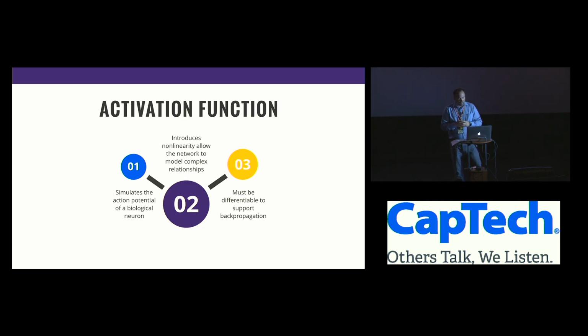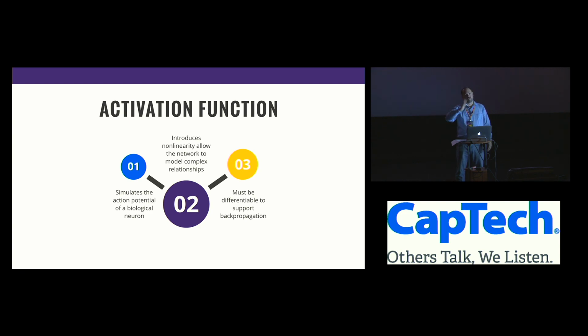Mathematically, that function must be differentiable to support backwards propagation. And we'll cover that in a second, that's an efficient way to learn. A common activation function, and what I'm using here today, is the rectified linear unit. And that's just a really fancy way of saying the max of whatever value came in, or zero. So if it's less than zero, the value is zero. If it's greater than zero, it's whatever that value was.